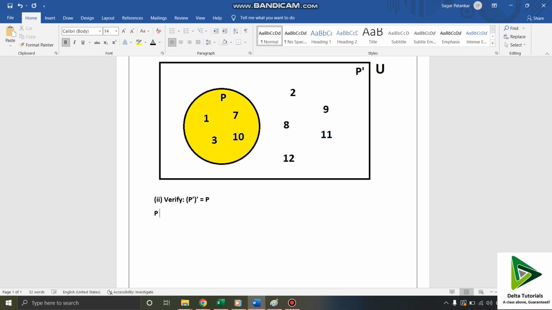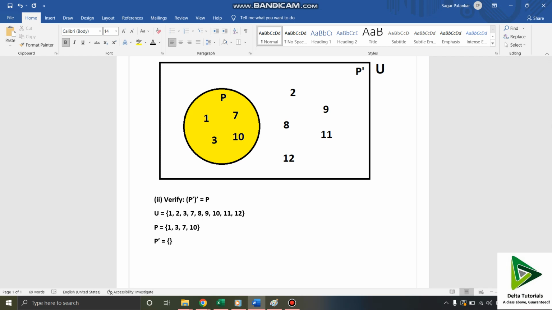before P, actually we should write U is equal to, and write the elements of the universal set which are given in the problem. These are the elements of the universal set. Then we are given set P. The elements of set P are 1, 3, 7, 10. From this, we can easily write P dash.